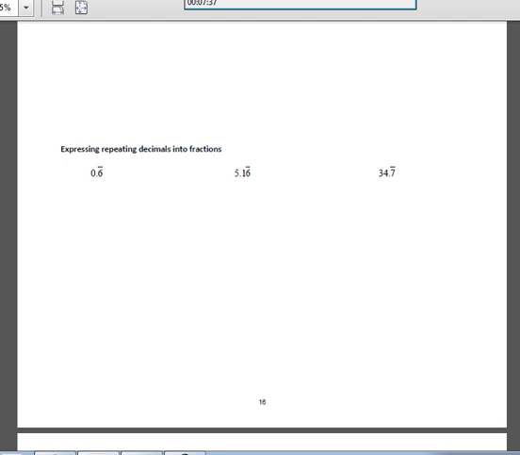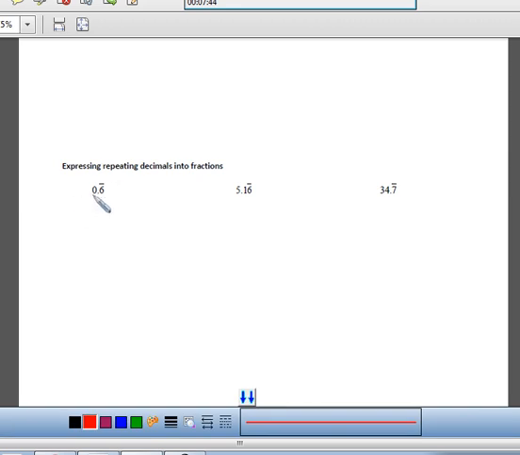Okay, now at the bottom we've got some repeating decimals. Some of you may or may not know these. 0.6 repeating is actually 2/3. Now, we just talked about how you get 1.1 and then a repeating 6. This is going to be 5 1/6, and then this last one is going to be 34 7/9. Now, how did I do that?